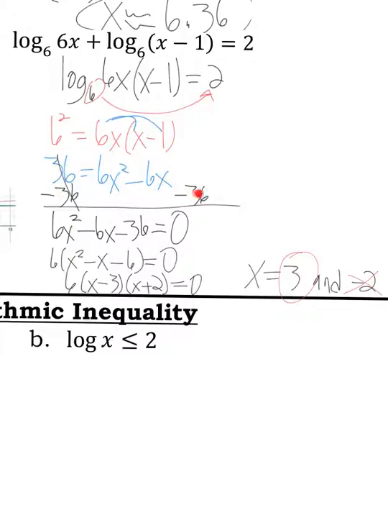Get everything to one side. They all have a common factor of 6, so I could divide that out. And that left me with x squared minus x minus 6 equals 0. My factors of negative 6 that add to negative 1, I should say, not negative x, negative 1, is negative 3 and 2. So x must equal positive 3 and negative 2. But because of the aforementioned reason, negative 2 is an extraneous solution because you can't take the log of a negative number. Okay? Next section.